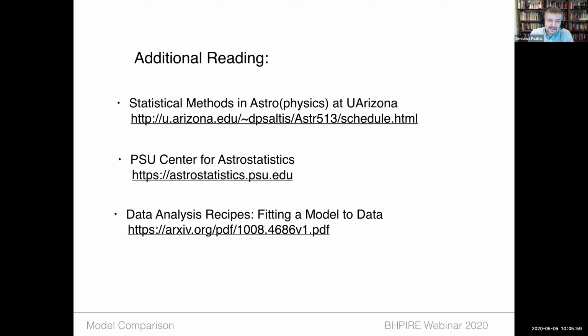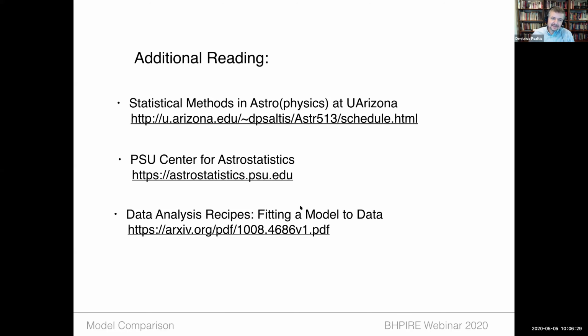First one is the website of a graduate level class in statistical methods in astrophysics that I teach at the University of Arizona. And in there you will find links to many places to look for, like papers and review articles and textbooks that you can explore some more of those issues. The Penn State University Center for Astrostatistics has a wonderful page. They also organize regular summer schools, and they have all their lecture notes online. So this is the second link.